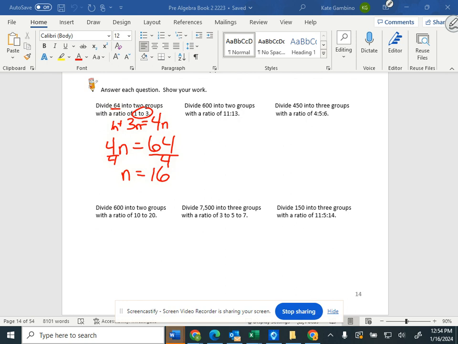What do I do now? Because that's not my answer. We want the answer to be as that ratio. Christian? You multiply 16 by 1 and then 16 by 3. Yeah. So I'm going to put that 16 into our ratio.